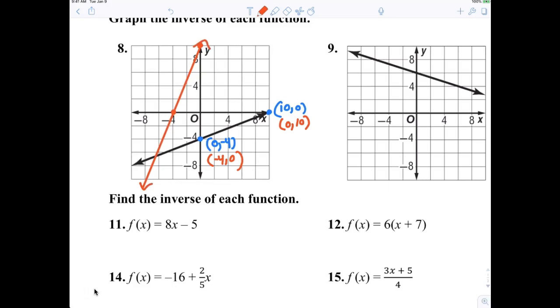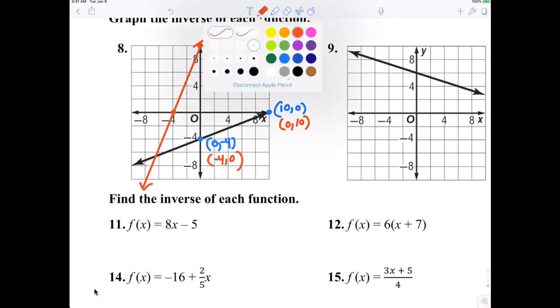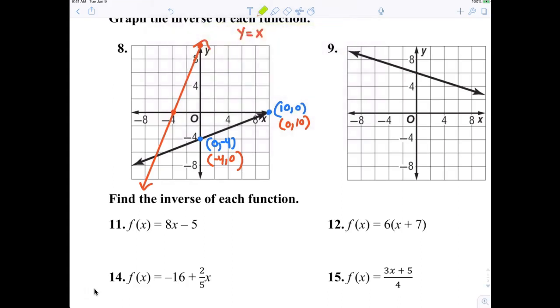The other thing I want you to remember is when you do the inverse, it's symmetric with the line y equals x. So I'd like everybody to graph y equals x, and when you do that, hopefully you can see what I mean. I just want to show you the symmetry there.